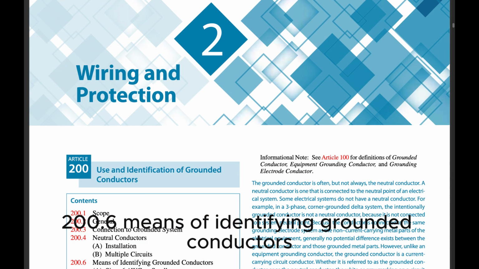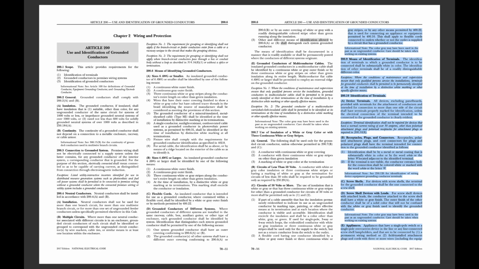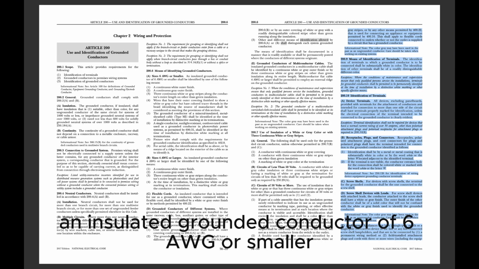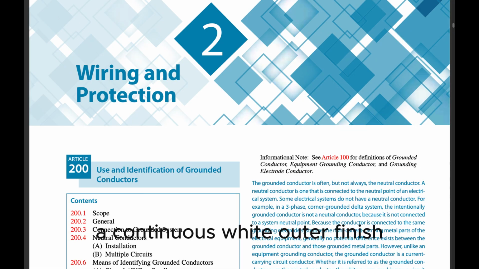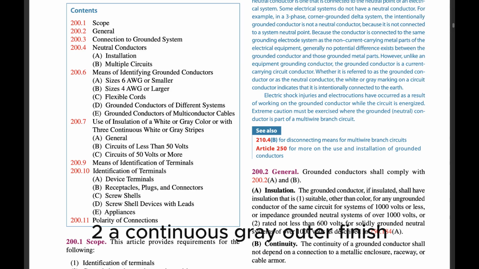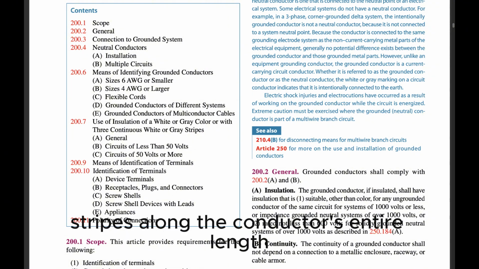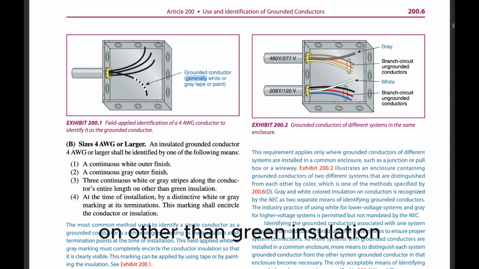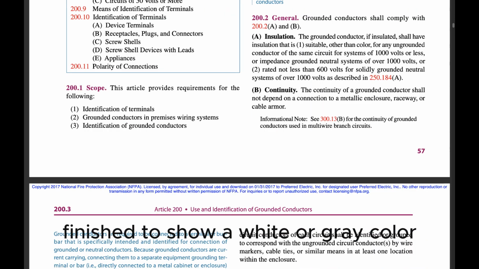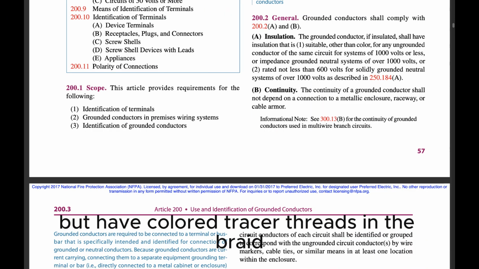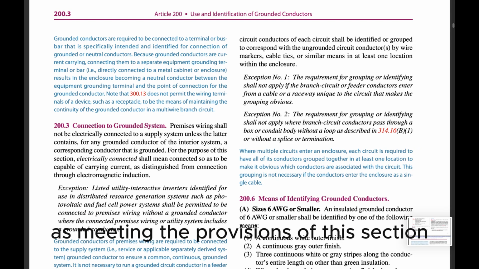200.6 Means of identifying grounded conductors. (A) Sizes 6 AWG or smaller. An insulated grounded conductor of 6 AWG or smaller shall be identified by one of the following means: 1. A continuous white outer finish. 2. A continuous gray outer finish. 3. Continuous white or gray stripes along the conductor's entire length on other than green insulation. 4. Wires that have their outer covering finished to show a white or gray color but have colored tracer threads in the braid identifying the source of manufacture shall be considered as meeting the provisions of this section.